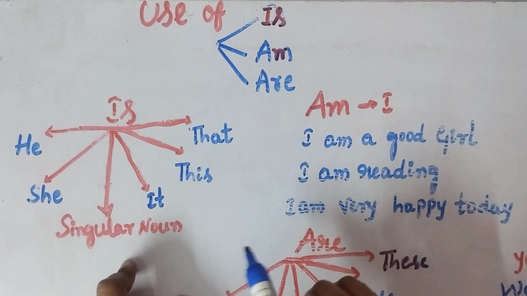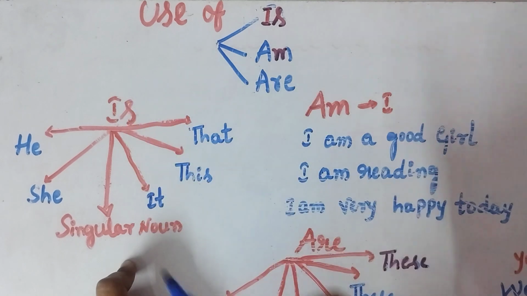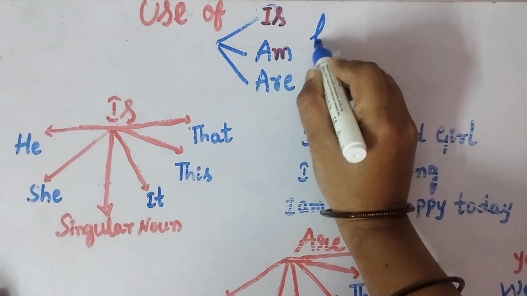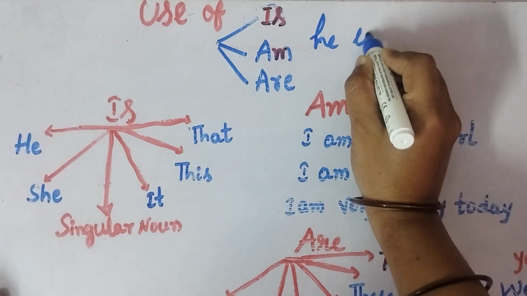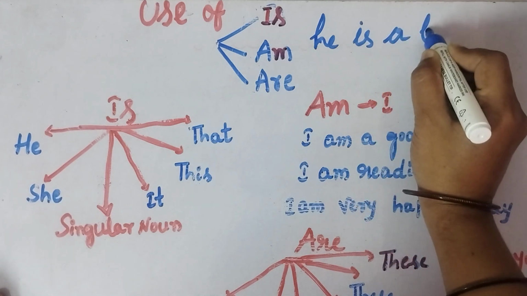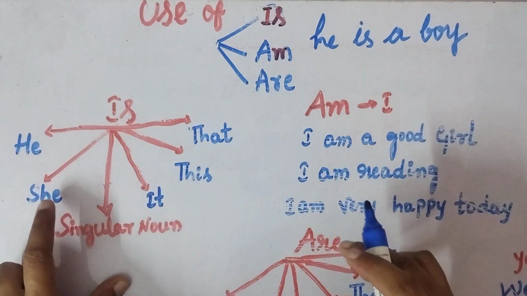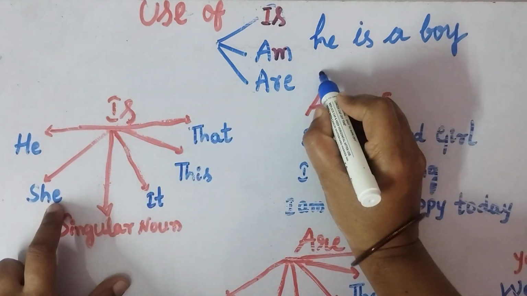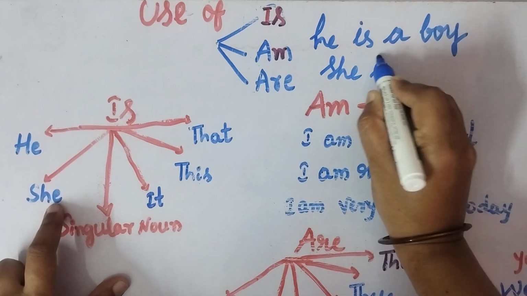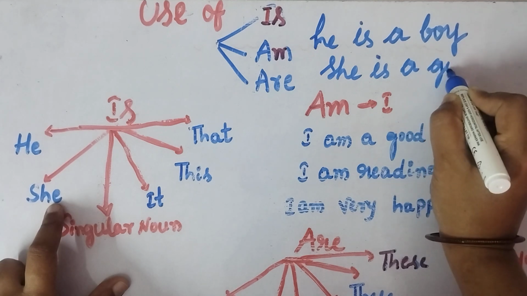For example, he is a boy. Okay. Next, she. She is a girl.